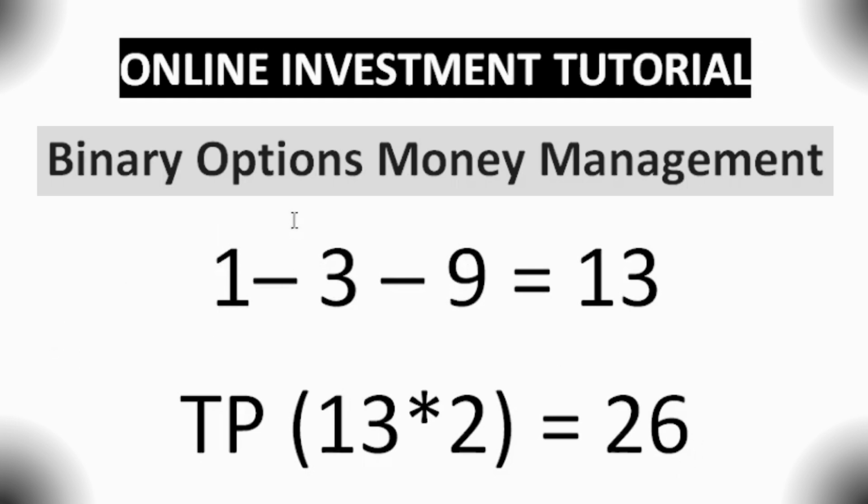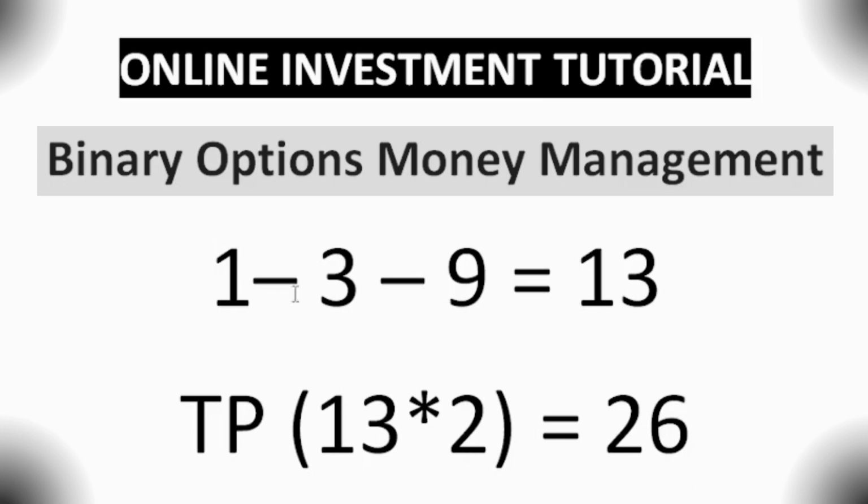So for example, you invested $1, made a profit, and in the second trade if you lose $1, then you will invest $3. And if you make a profit on $3, then you will return back to your initial investment, that is $1. But let's say you made a loss on $1 and also a loss on $3, then you will invest $9. And in case you make a profit on $9, then you will again go back to the $1 investment. And again repeat this process until you reach the profit of $26.